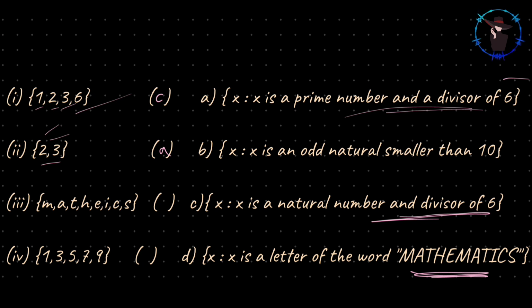Mathematics. We can see mathematics here. Nothing to solve. You can directly write D here. The remaining answer is B. Let's just check. 1, 3, 5, 7 and 9. Odd natural numbers smaller than 10 means it ends at 9. So this is B. That's the end of today's exercise of the second chapter, Sets. Thank you.